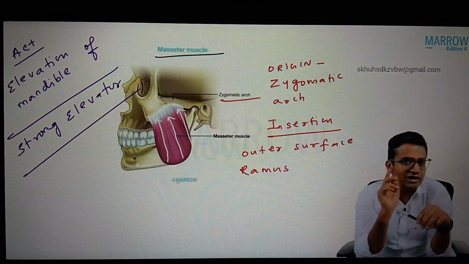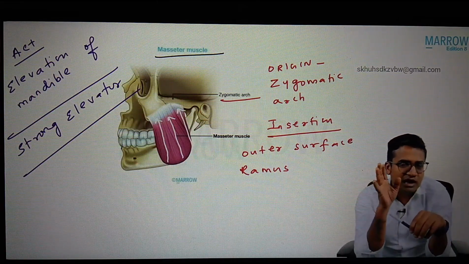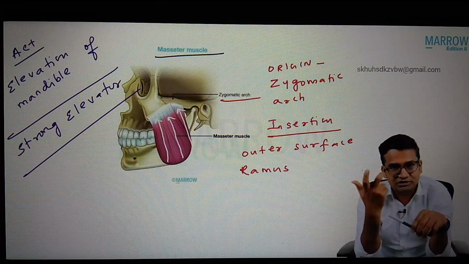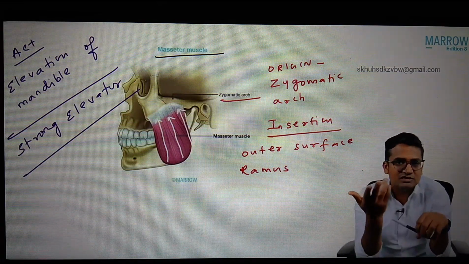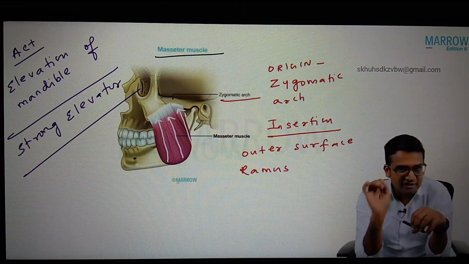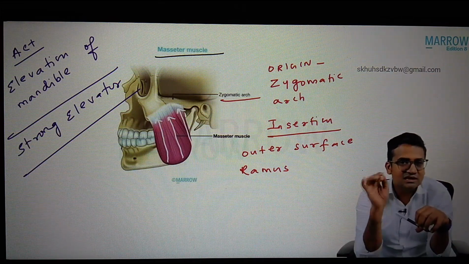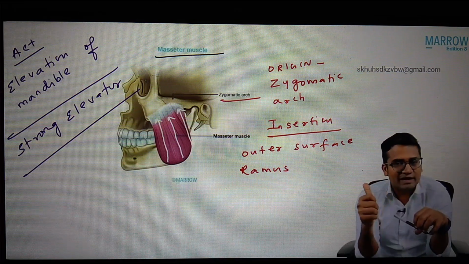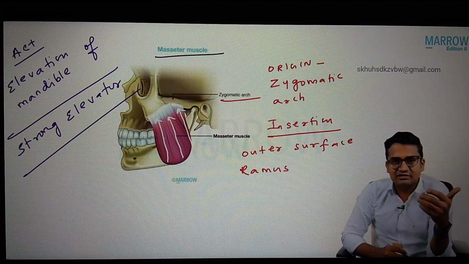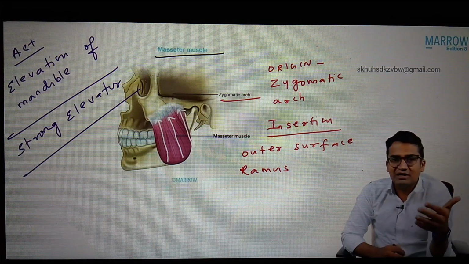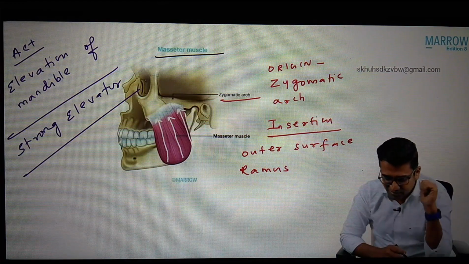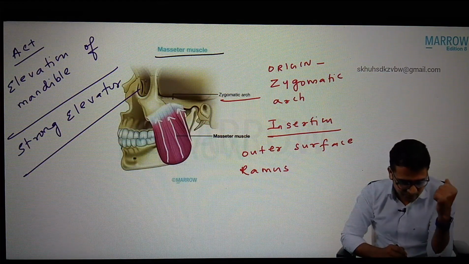So the point is, wherever you see a rough impression in the bone, that impression is given by the muscle due to strong force, so that muscle is the powerful muscle for the particular action. On the outer surface of the ramus of the mandible, we see the rough impression. That means that muscle is the best muscle for the particular action. So the masseter muscle is the best, a strong muscle for elevation, because it leaves the rough impression in the bone. Right, that's all about the masseter muscle.